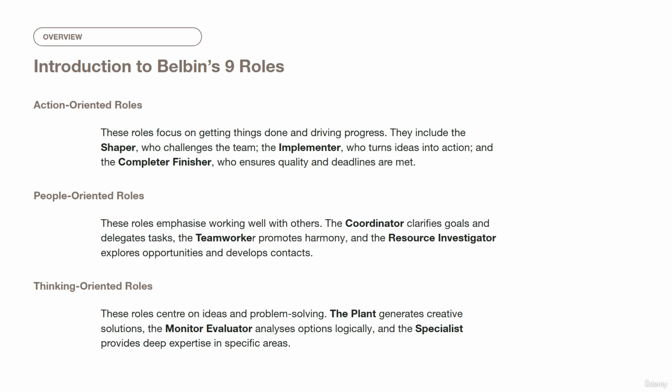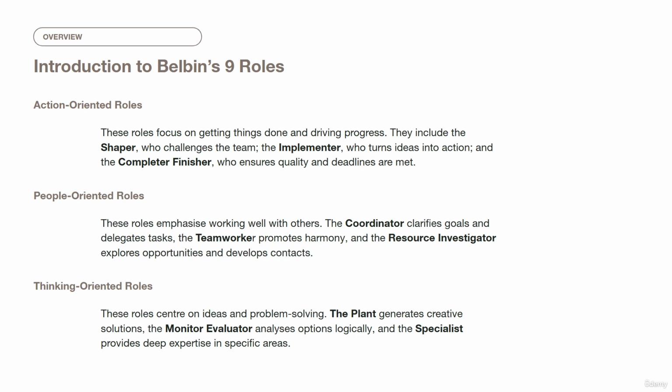So we move from sort of a general plan to the more specifics, to the fine details through these 3 roles. People-oriented roles. These roles emphasize working well with others. The coordinator clarifies goals and delegates tasks. The team worker promotes harmony, and the resource investigator explores opportunities and develops contacts. Thinking-oriented roles. These roles center on ideas and problem solving. The plant generates creative solutions. The monitor evaluator analyzes options logically, and the specialist provides expertise in specific areas.